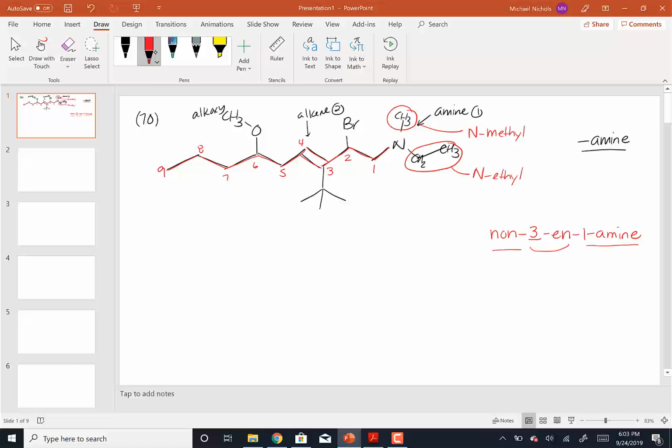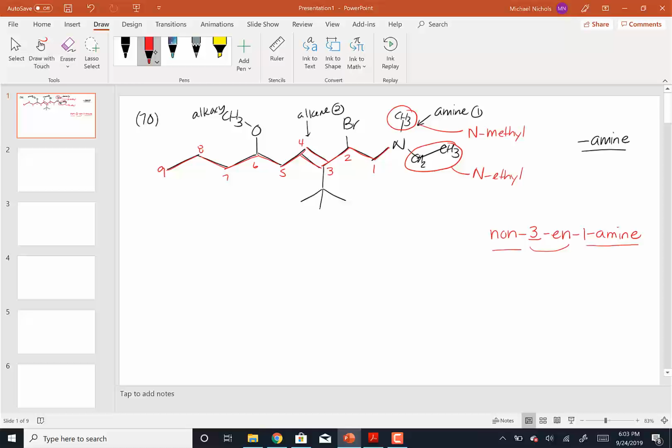If this was all single bonds, this would become non-ane 1-amine. And if there was a triple bond, it would be non with a number -yne 1-amine. So it's again using our formula of total number of carbons, whether there's a single, double, or triple bond in the molecule, and then the suffix of the highest priority group.